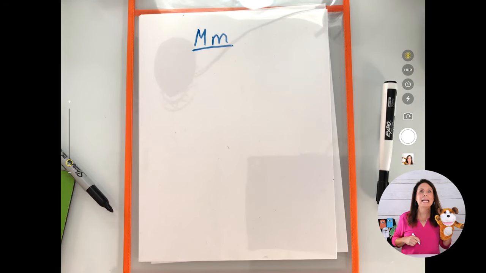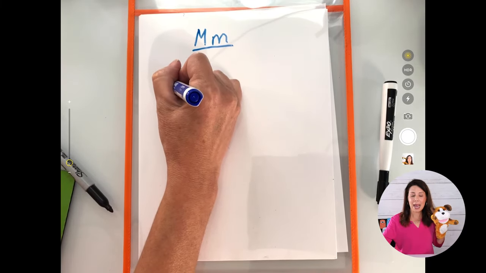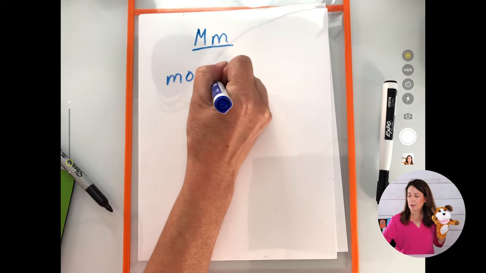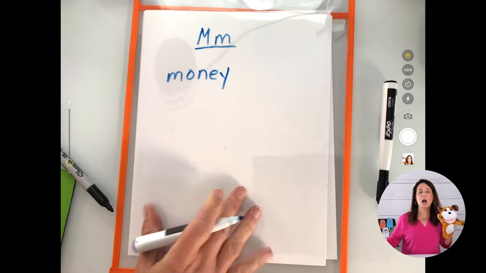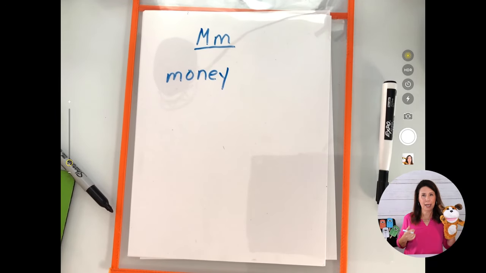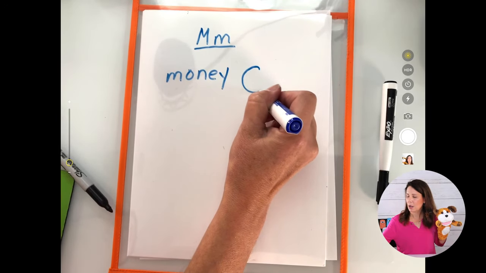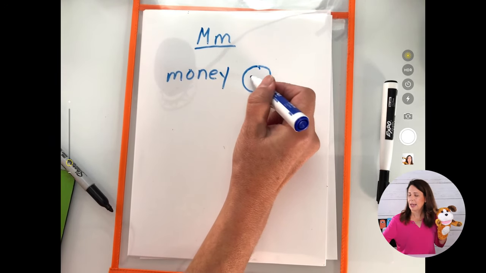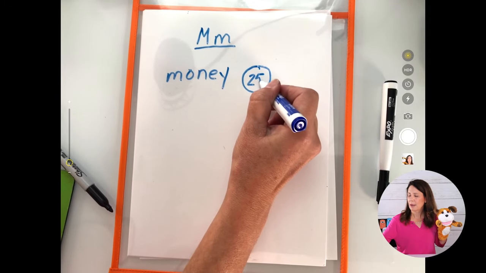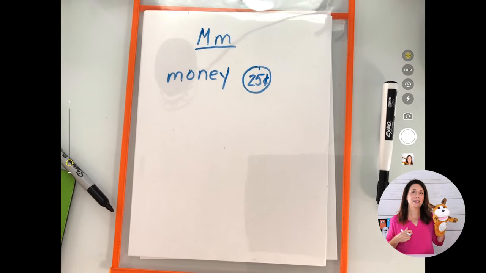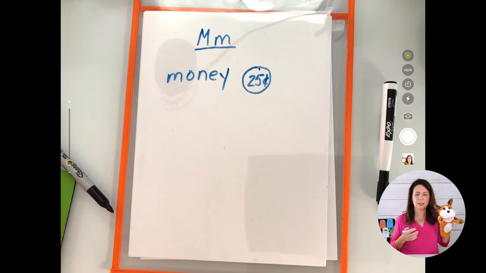Excellent. Money. I think that might be one of my favorite M words. So let's go ahead and write money here. How would we draw money, Jessica? Sounds good. Let's just do a coin and let's put 25 cents on that, all right? Because that's how much a quarter is.